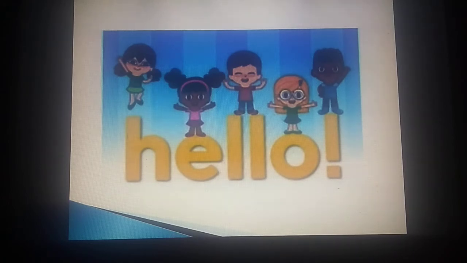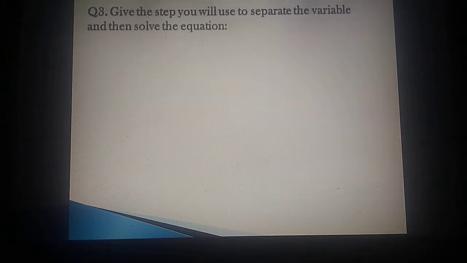Today we will continue with the same exercise 4.2, question number 3. Give the step you will use to separate the variable and then solve the equation. Again, we are supposed to specify the steps we are using to separate the variable. Here the equation is 3n minus 2 equals 46. First circle the variable, then the coefficient, then the constant on the same side.